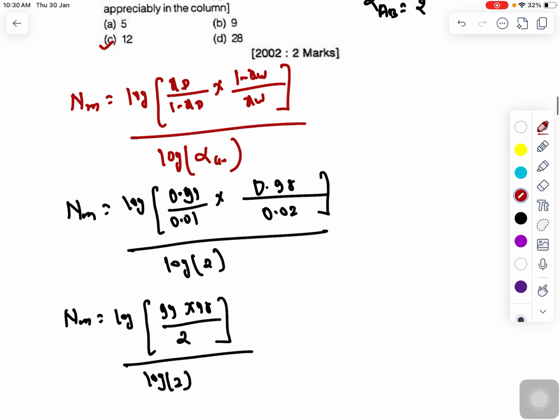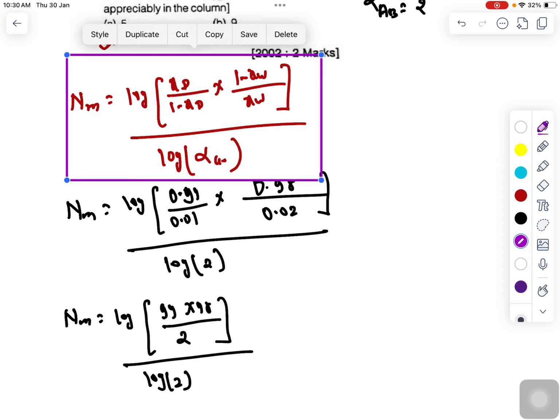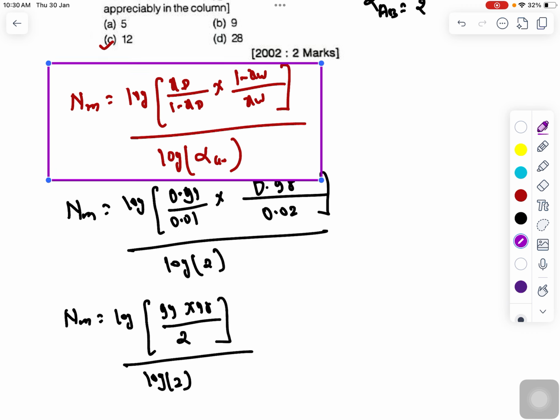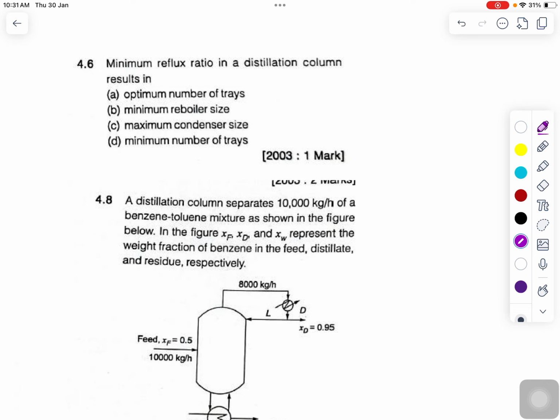Okay, this is a very fundamental equation. So you have to understand this, you have to remember this formula. This is called the Fenske equation, and this will give you the calculation of the minimum number of stages required for distillation in the distillation column. Okay, so I'll be moving towards the next problem of today's discussion, and the question says that minimum reflux ratio in the distillation column results in.